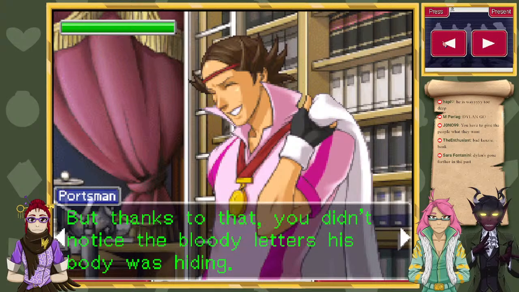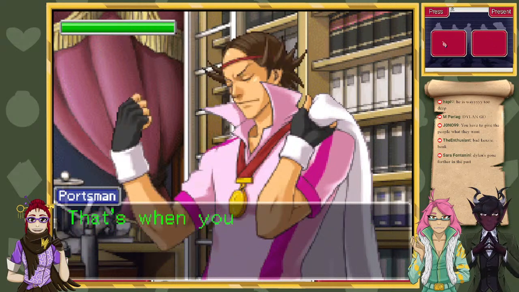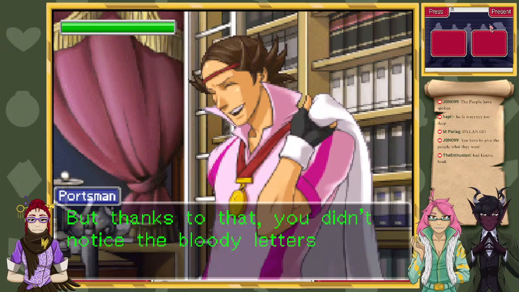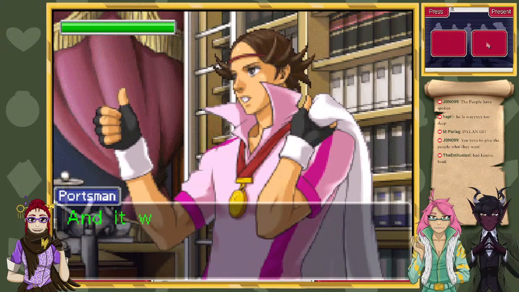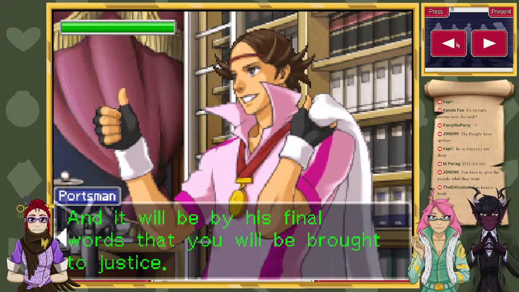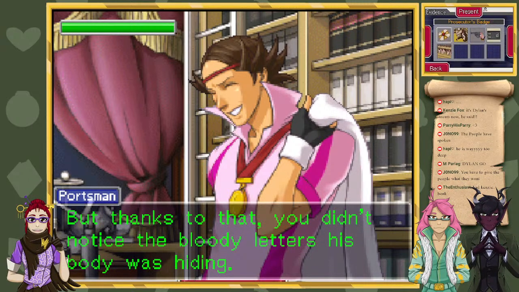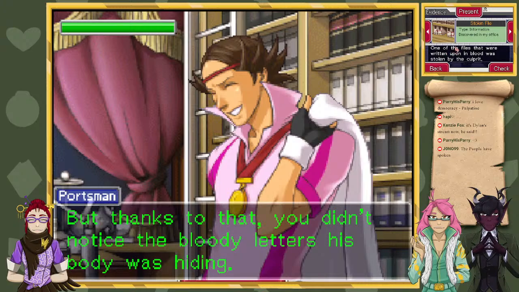Happy, is that why it was gaping? Well, thanks to that, you didn't notice. So what can we present? So he would have had... I'm going to check in a second, but I'm just trying to piece this together. That's when you moved his body that was sitting in front of the bookshelf, and that's when he didn't know the thing. But the big thing is that the bloody letters were very visible. Edgeworth kept harping on that. Did they spell Gumshoe's name wrong by chance, and that'll be the clincher of this? Yes, he had to know it because the folder was stolen after he wrote on it.